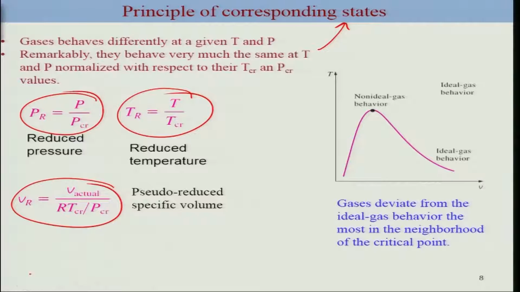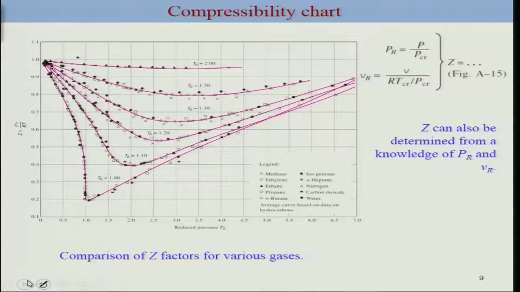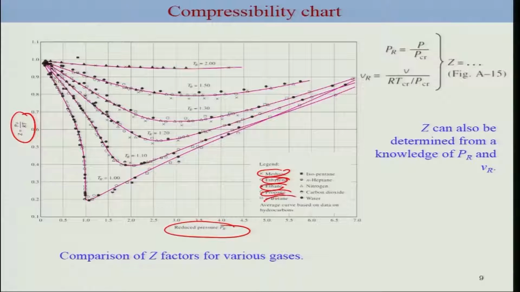Now based on this, you would be surprised to see that Z versus PR for many different gases have almost similar plots, and that is what allowed us to come up with plots such as what we call the compressibility chart. The compressibility chart contains Z as a function of reduced pressure PR for many different gases. These symbols represent that they all fall on the same curve, and each line here is a TR. Essentially, each line has a specific reduced temperature value.